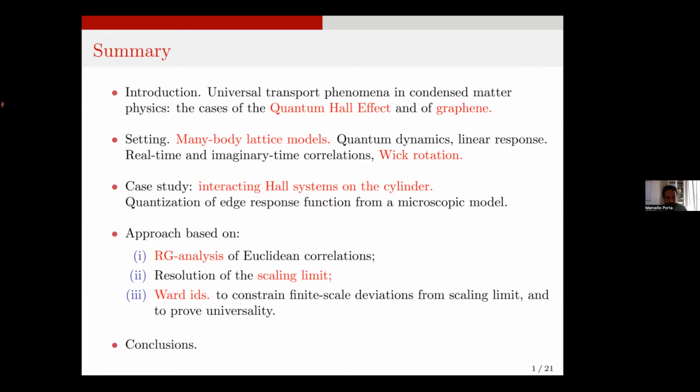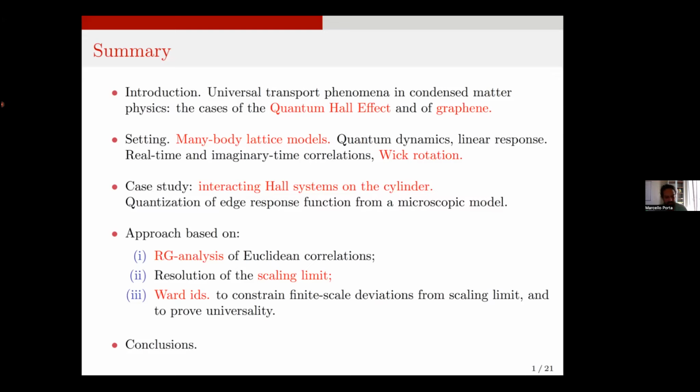The first one is rigorous renormalization group analysis of imaginary time or Euclidean correlation functions. The second one is a precise study of the scaling limit of the correlation function, so the large-distance decay, somehow the contribution to the correlation function that dominates at large distances. In some cases, this is accessible, and it could have some special integrability features, as we will see later.